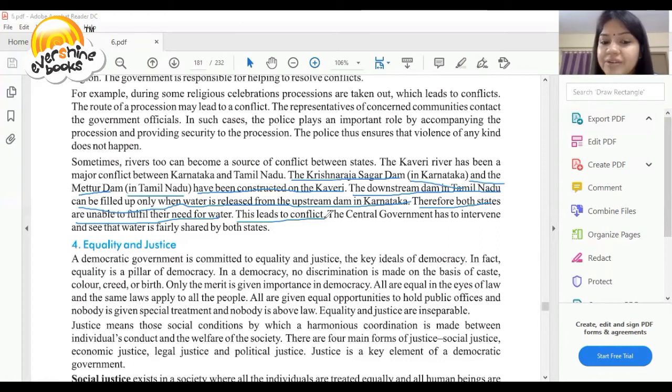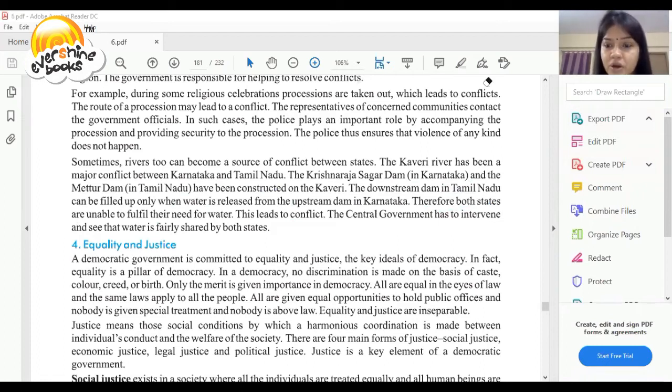So, this is a very important question. What is the main reason of conflict between Karnataka and Tamil Nadu? So, the answer is the downstream dam in Tamil Nadu can be filled up only when water is released from the upstream dam in Karnataka. Therefore, both states are unable to fulfill their water needs. That's why the conflicts occur. So, the central government has to intervene and see that water is fairly shared by both states. So, इसमें central government interfere करती है और दोनों ही state के लिए एक fair decision लेती है.